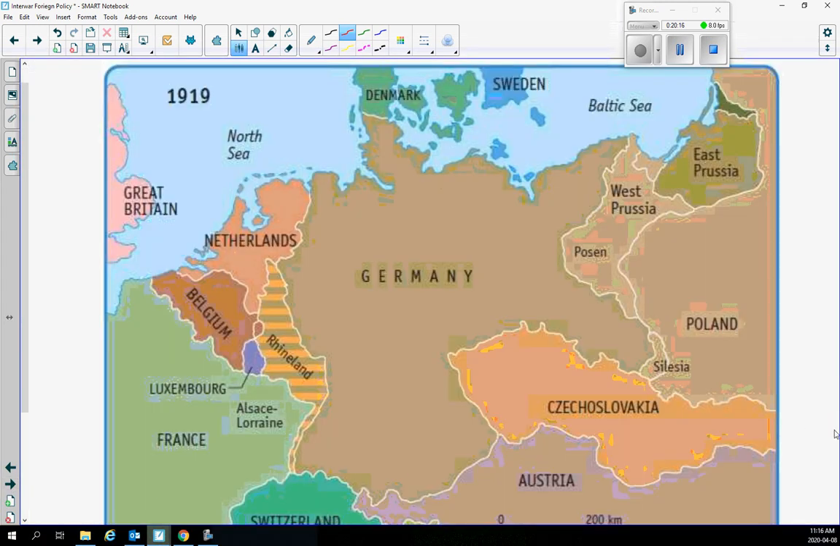There's a map of Germany in 1919. So, to create Czechoslovakia, they took some territory from Germany, the Sudetenland, and they gave it to Czechoslovakia. So, this territory, the Sudetenland, would have been populated by Germanic peoples. And Hitler would have said, "All I'm doing is returning those people back to Germany, their true homeland."